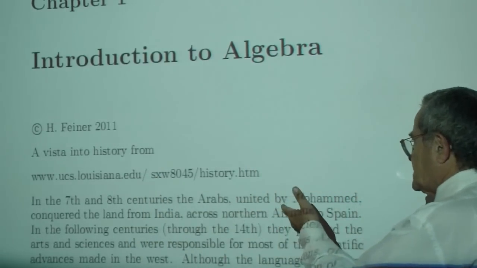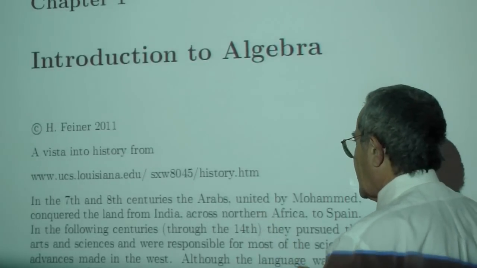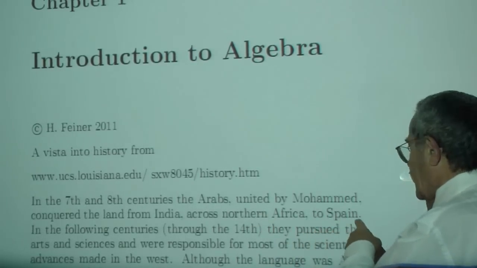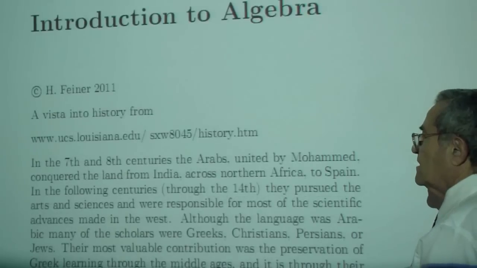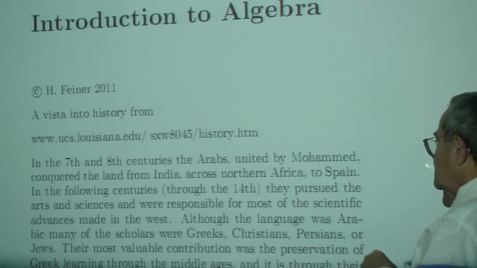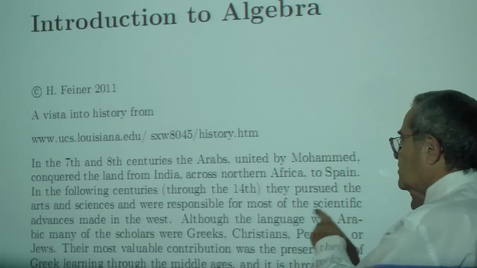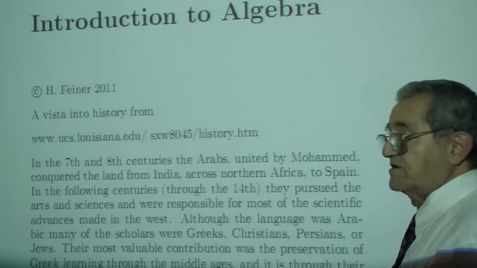In the 7th and 8th centuries, the Arabs, united by Mohammed, conquered the land from India across northern Africa to Spain. In the following centuries, through the 14th century, they pursued the arts and sciences and were responsible for most of the scientific advances made in the West.